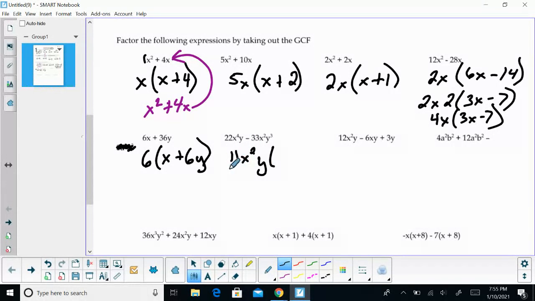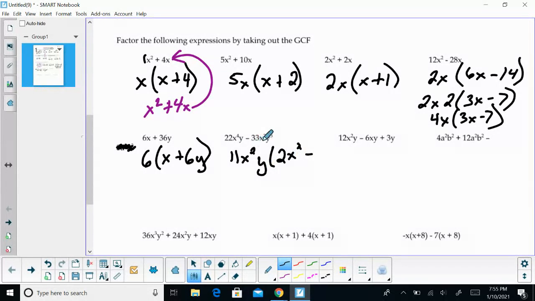So what do I need to multiply 11 by to get to 22? 2. What do I need to multiply x squared by to get to x to the 4th? Another x squared. And y times what gets me y? Times nothing, it would just be y.